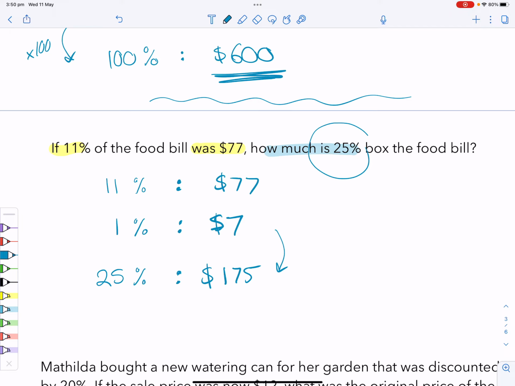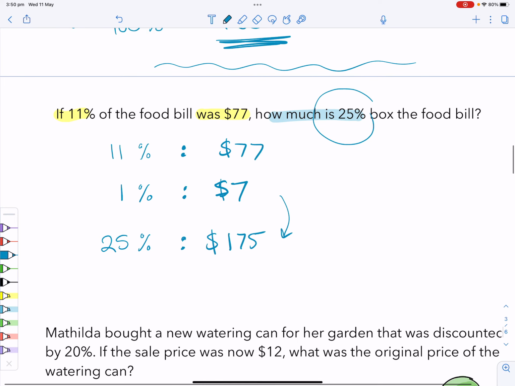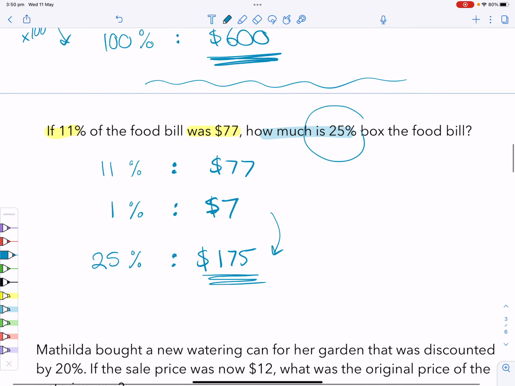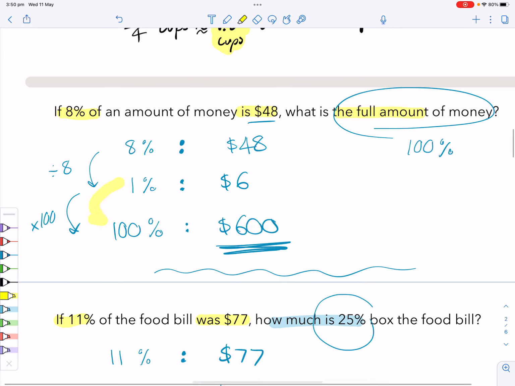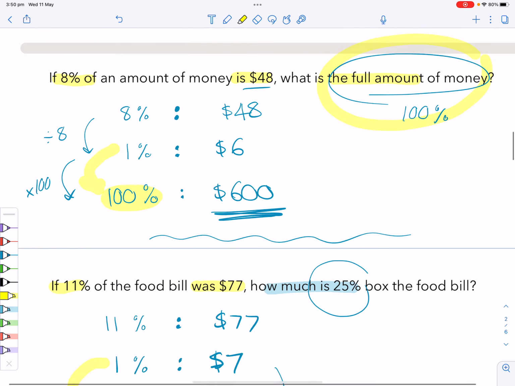7 times 25, yeah, that's true. And we're done. So we don't always have to scale, it depends on what the question's looking for. Do we want to scale up to a certain percentage, or do we want to scale up to the full 100%? Depends on what the question is asking on the very end of the line here.